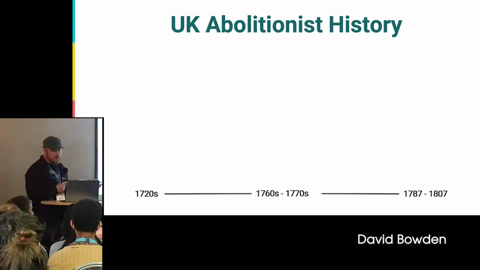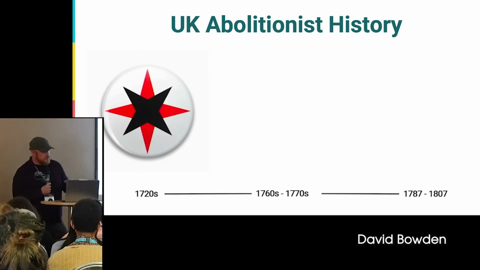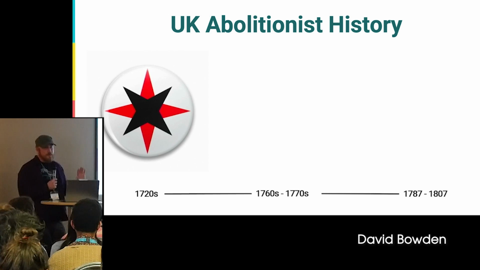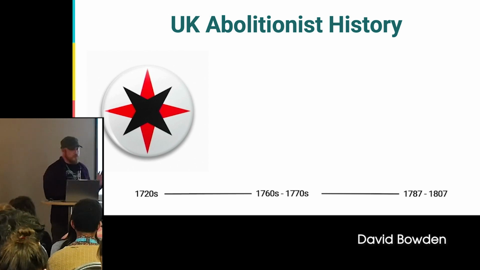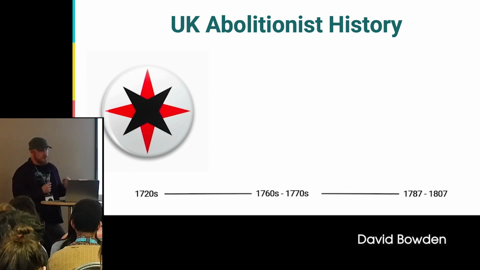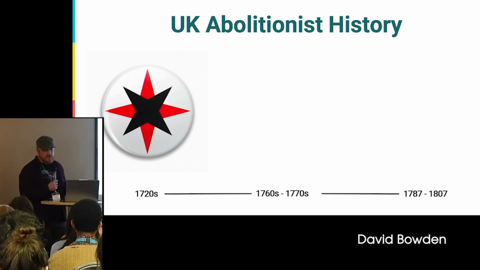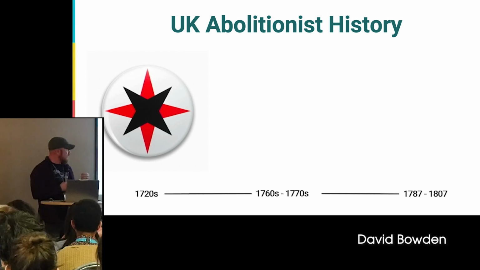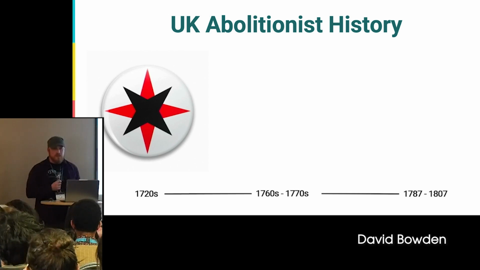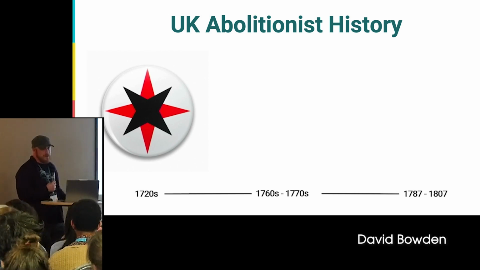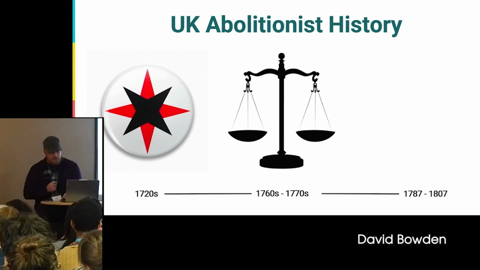So looking at the UK abolitionist history, it's quite a big topic. Usually people think it was around 50 years that slavery was abolished, but the history of abolitionism was a lot longer than that. The Quakers, this is the Quaker relief symbol, were the first advocates against slavery, and the Baptist movement in the 1750s and 1760s also began to speak out against slavery.